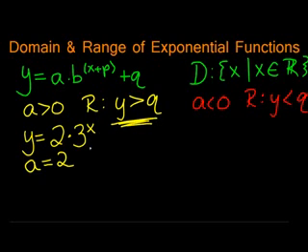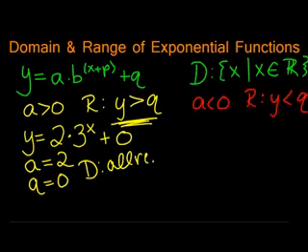What is our q? Notice that our q comes after our b to whatever exponent. In this case, we don't have anything there, so it is plus 0. So our q equals 0. Our domain is all real numbers, and our range is y is greater than our q, which in this case is 0.